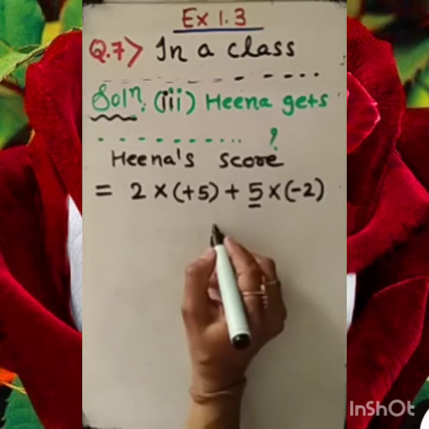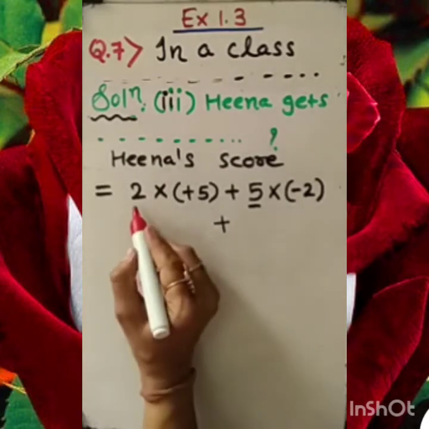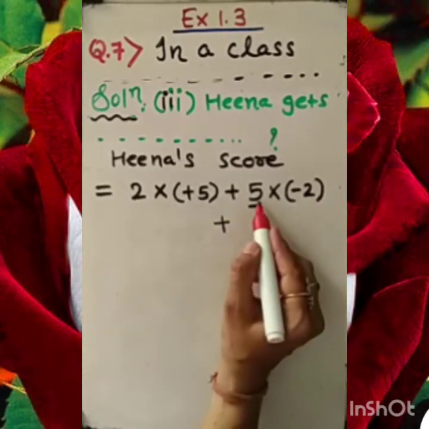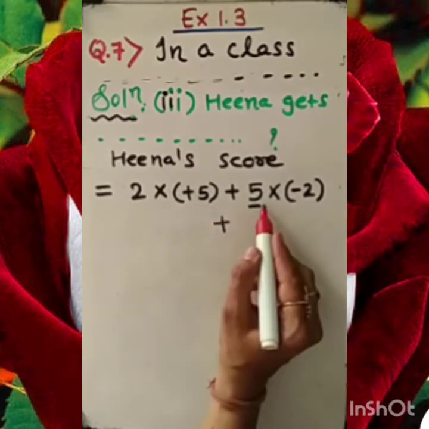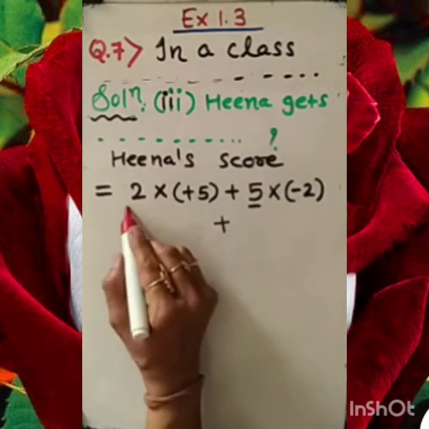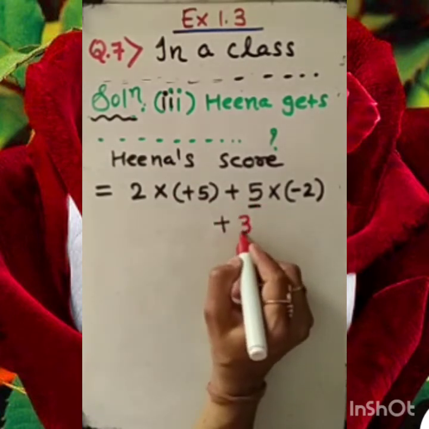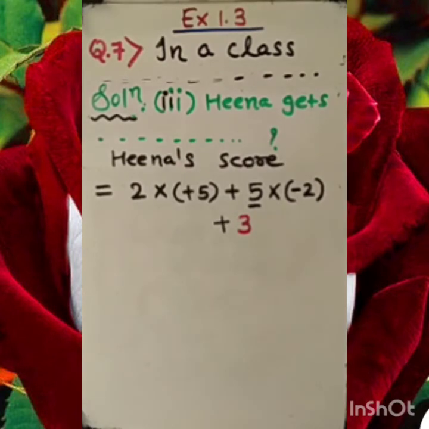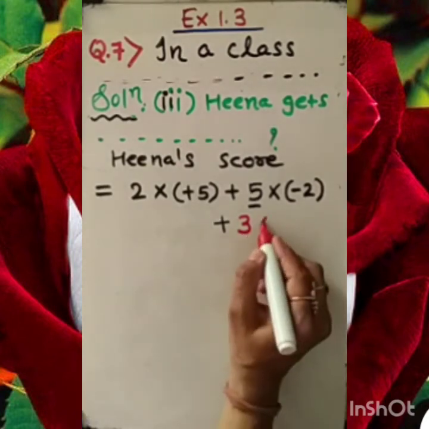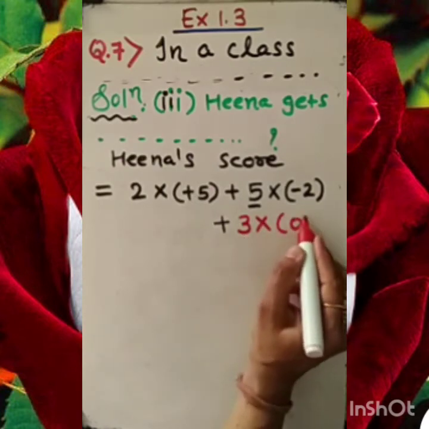Now as a total of 10 questions are there, we can say here it is 2 questions and 5 questions, so that is 2 and 5, 7 questions. Out of 10, 7 questions have been attempted. So it means that she is not attempting 3 questions. The questions not attempted by Hina are 3, and for not attempting a question, the score is 0.